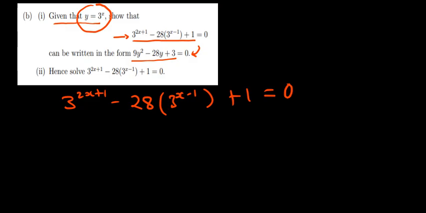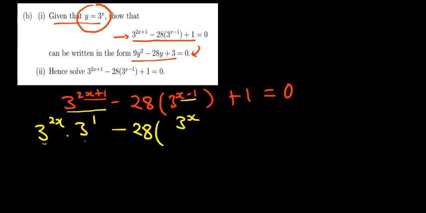Okay, so from here, since we are adding the powers, we know that that is the same as 3 to the power 2x multiplied by 3 to the power 1. Same bases, we can add the powers. So we've separated this. Then we are going to say minus 28. In these brackets, we have 3 to the power x minus 1, so the powers are subtracting. It means we are dividing: 3 to the power x divided by 3 to the power 1.